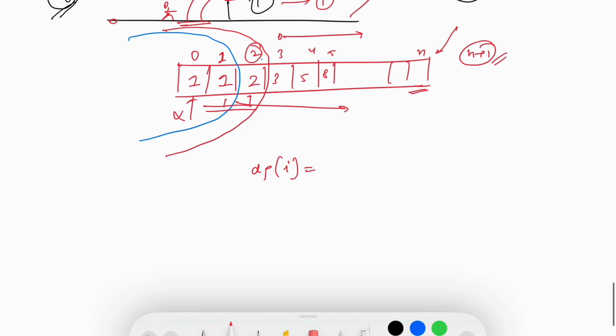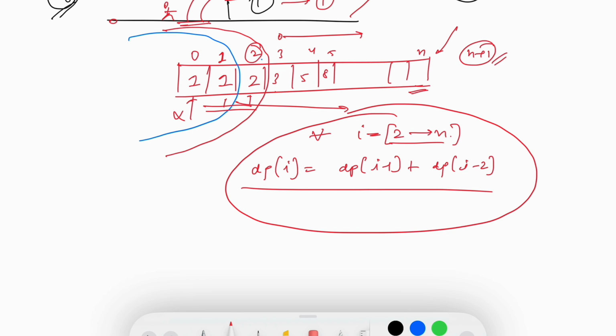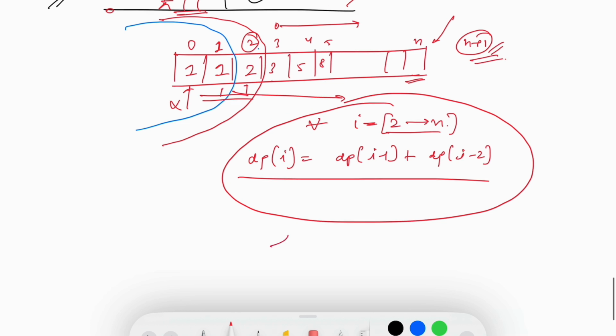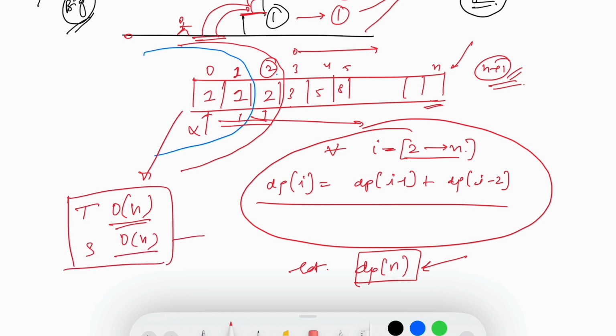So dp of i is equal to dp of i minus 1 plus dp of i minus 2 for the value of i equal to 2 to n including, and our dp array size would be n plus 1. Ultimately, what we can return is the value at the nth index. So that is going to be our answer. This approach is also taking O of n time and O of n space, which is the dp array space and iteration over this array.